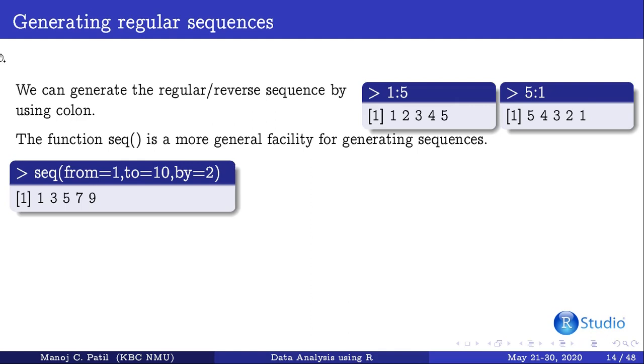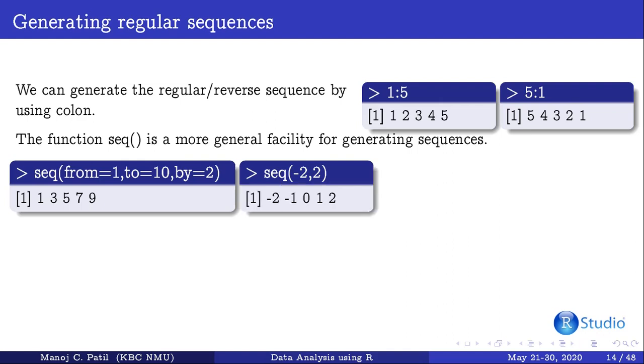But as we have to generate a sequence only up to 10, it stops. So we have the sequence 1 3 5 7 9 here. Every time it is not necessary to write from and to; you can just provide the two numbers. For example, in this case we will use seq(1, 5). It will generate 1 2 3 4 5.